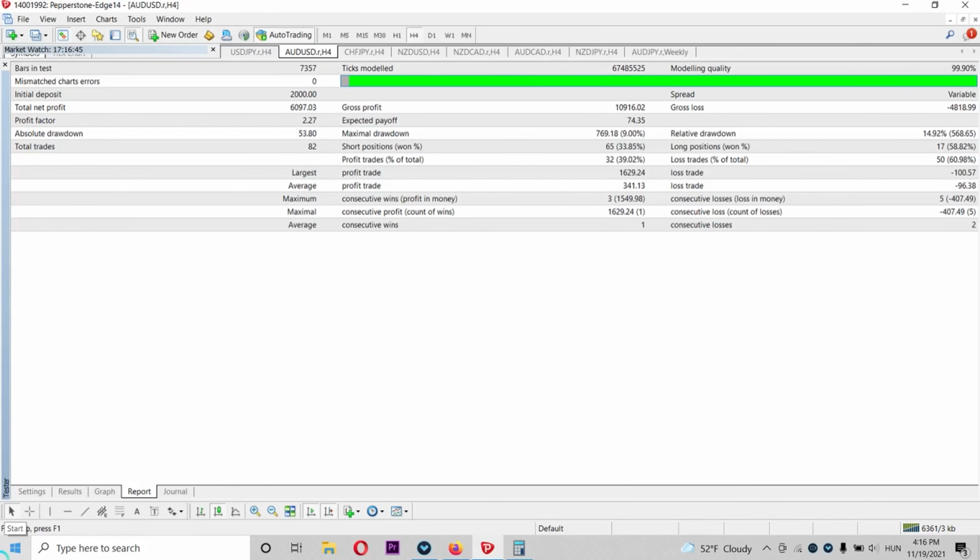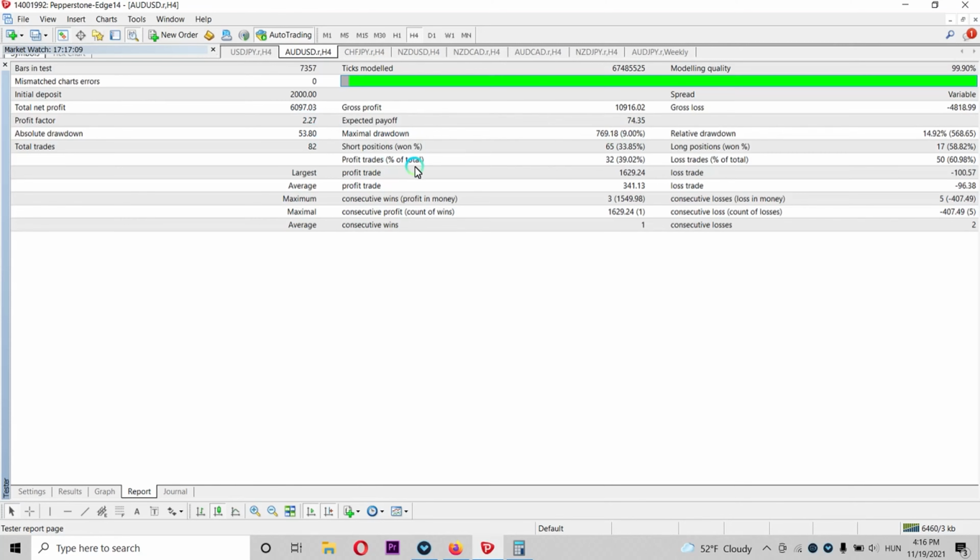Now let's see the 99.9% tick data backtest of this strategy on gold. As you see, the relative drawdown and the maximal drawdown is very low. It is only 9% with this strategy on gold. That is insanely good. As you see, the profit factor is pretty good too.